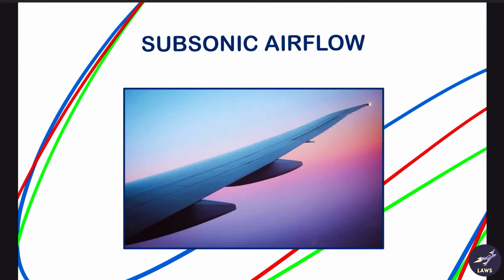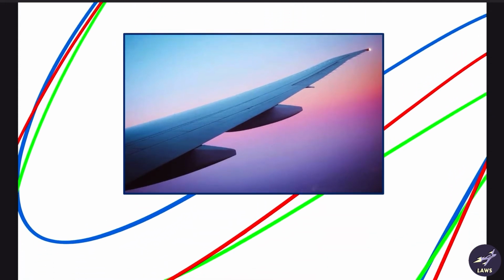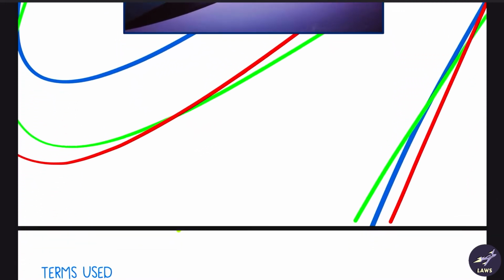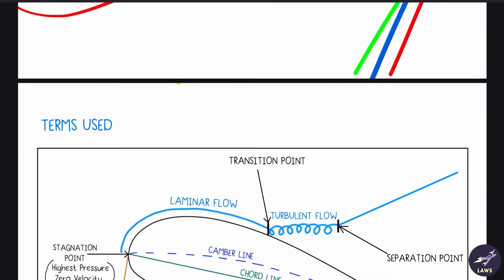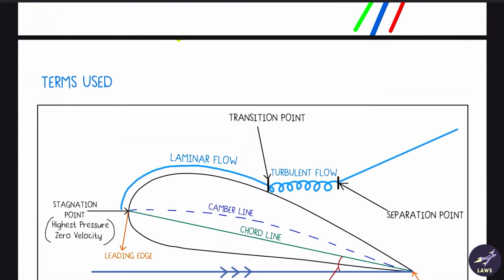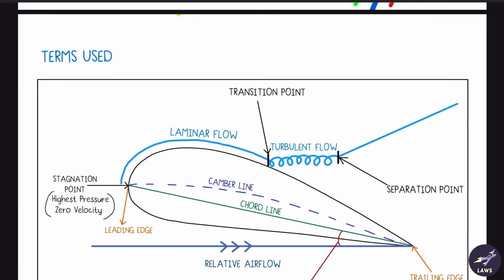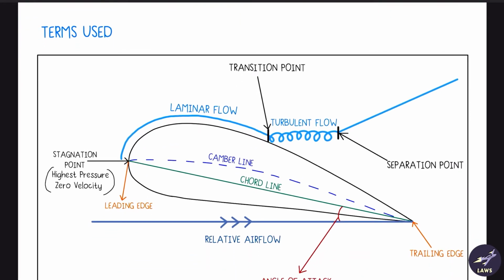So today we'll be doing subsonic airflow. First we'll look at different terms associated with the aerofoil. As I said in the last lecture, an aerofoil is something that we get when we cut the wings at the cross section. Okay, so this is an aerofoil shape.